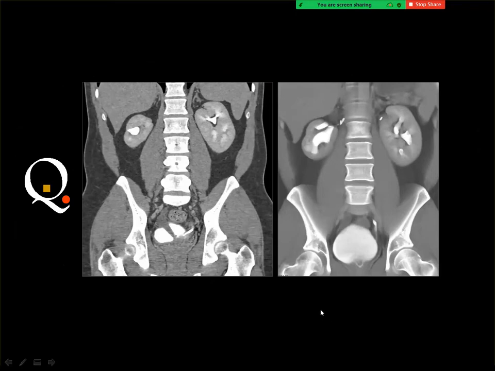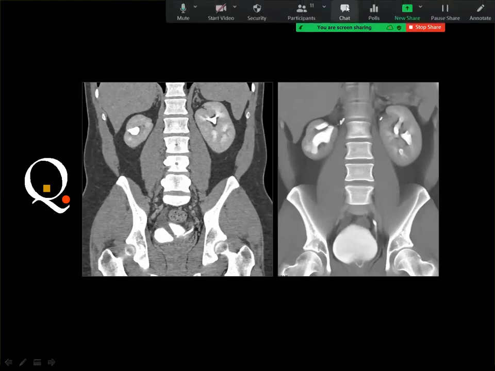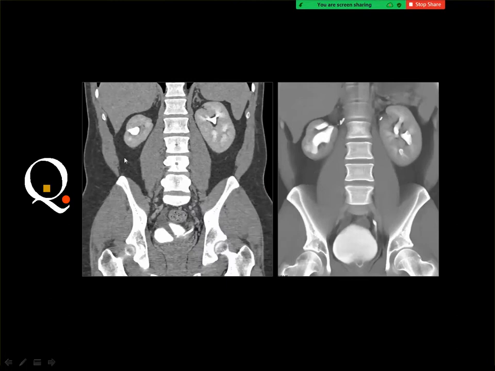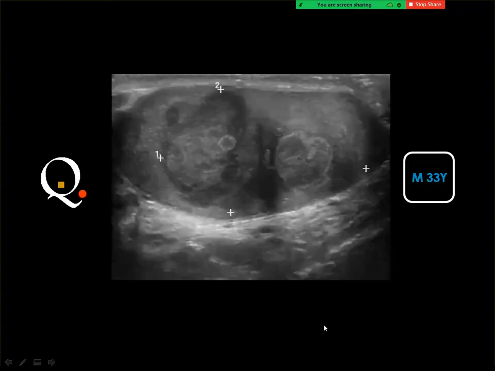These are two coronal images, let us say nephrographic phase and excretory phase for both kidneys. Yes, the answer is right. The right kidney is smaller in size with irregular parenchymal thickness, and some of the calyces are seen reaching the border or the contour of the kidney, meaning focal total loss of the renal parenchyma, which is diagnostic of chronic pyelonephritis.